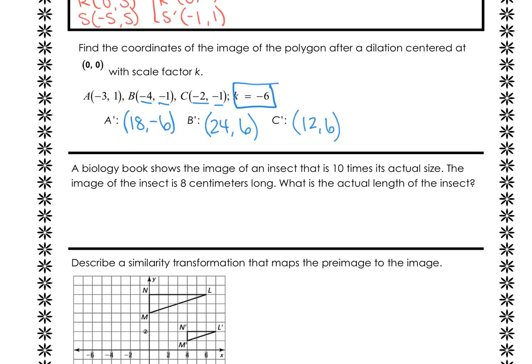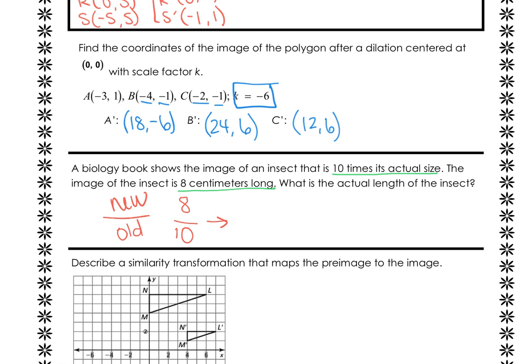All right, the next problem, it says a biology book shows the image of an insect that is 10 times its actual size. The image of the insect is 8 centimeters long. What is the actual length of the insect? So for this one, we're still using our scale factor formula, which is new over old. And for this problem, the new is the 8 centimeters because that's the image in the book. And the old is 10 because it says in real life the insect is actually 10 times bigger than the image in the book. So from here, we just need to simplify.